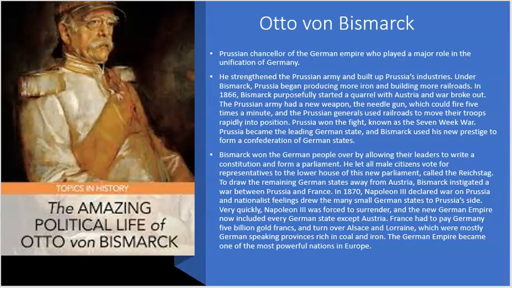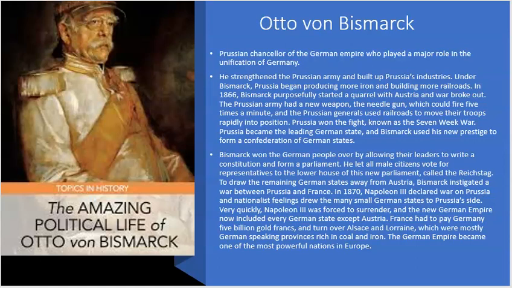Bismarck won the German people over by allowing their leaders to write a constitution and form a parliament. He let all male citizens vote for representatives to the lower house of this new parliament, which he called the Reichstag. To draw the remaining German states away from Austria, Bismarck instigated a war between Prussia and France.